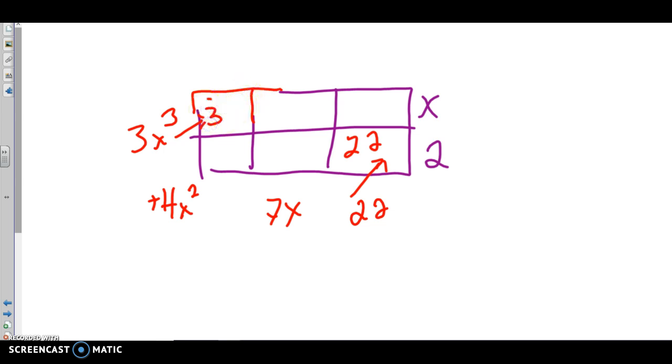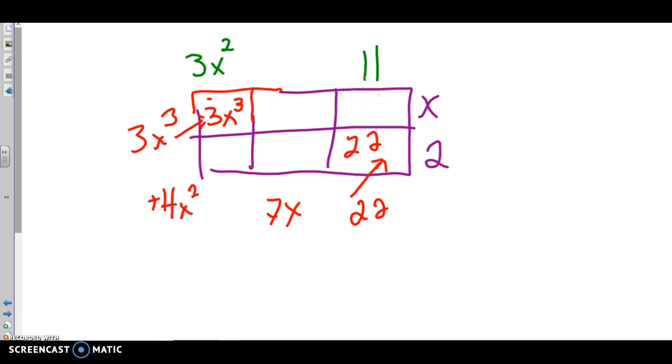3x cubed. So I know on top, in order to multiply something by x to get 3x cubed, this has to be 3x squared. And multiply something by 2 to get 22, this has to be 11.